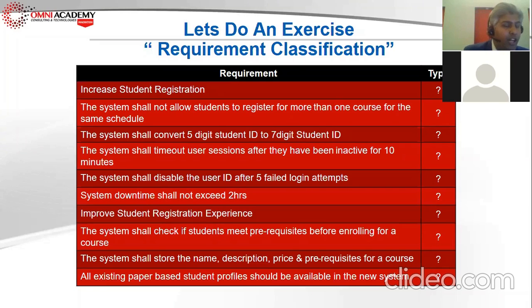System downtime shall not exceed 2 hours. Non-functional requirement, absolutely right. All right, exactly. So we have Mr. Kashif Akhtar again. Yeah, it seems you have a higher IQ than all of us. Okay, the system shall disable the user ID after. Okay, improve student registration experience.